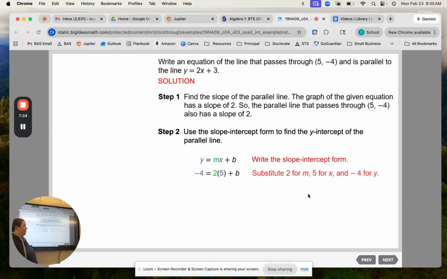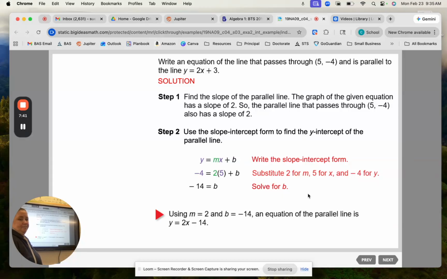What is 2 times 5? 10. Subtract it to the other side, you get? -14 is our y-intercept. Can I rewrite my equation now? y equals what? y equals 2x minus 14. Very good. So our new line is y equals 2x minus 14. This is all you have to write at the very end, this little equation, and then circle it, because it's asking me to write an equation of the new line.